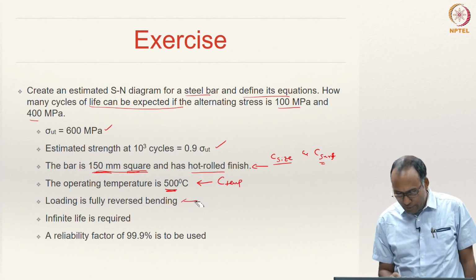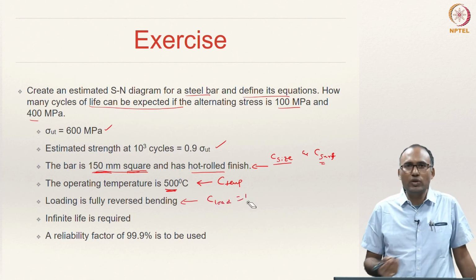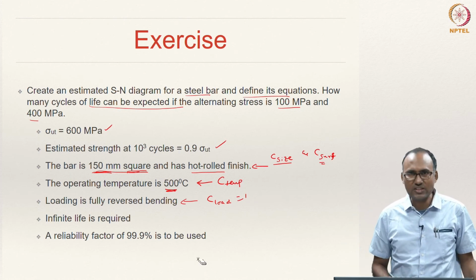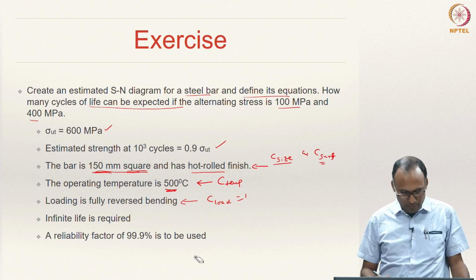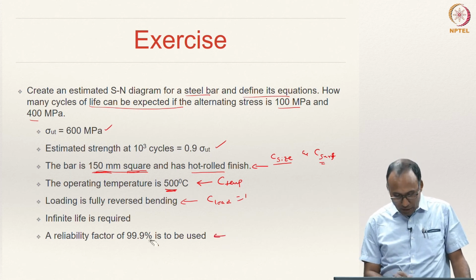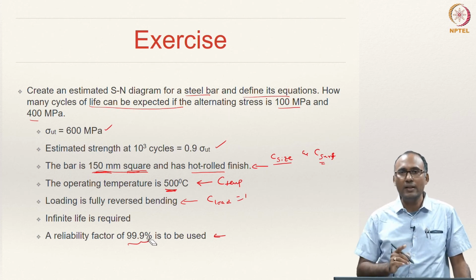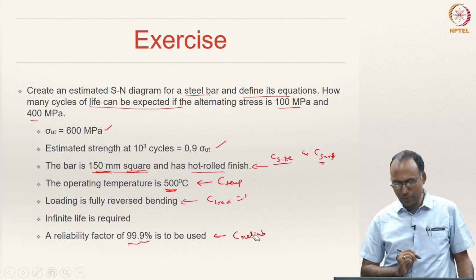Loading is fully reversed bending. So, C load should be 1, because it is fully reversed bending, which is exactly like our rotating beam bending test, and infinite life is required. That means we are actually talking about endurance strength, and a reliability factor of 99.9%. It is not 50%. If it is 50%, reliability factor is 1. If it is more than that, then you need to calculate what my C reliability is, right.